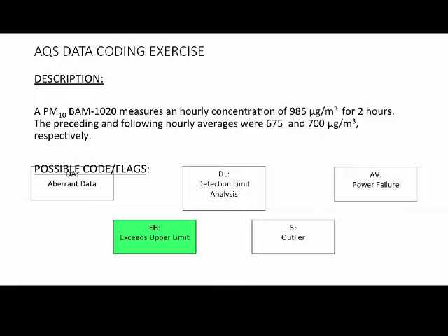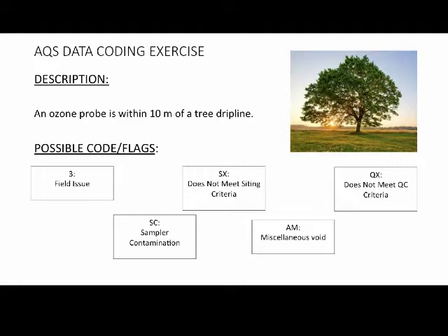A DL, detection limit analysis. I have no idea. I've never seen that code used before. Okay, so you're saying it has to do something with the method detection limit on the analyzer. Yeah, it's a good explanation. That's a good clarification. Yes, I was assuming it was an FEM BAM. But aren't FEMs only used on 2.5? No, you can have an FEM PM10 BAM. Okay. All right, next scenario.